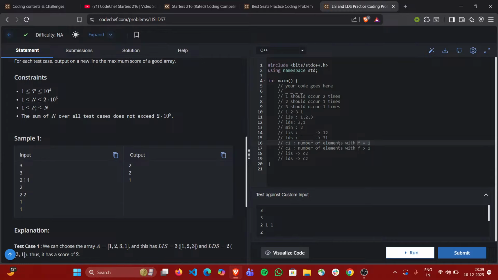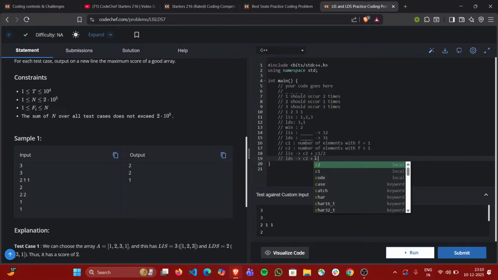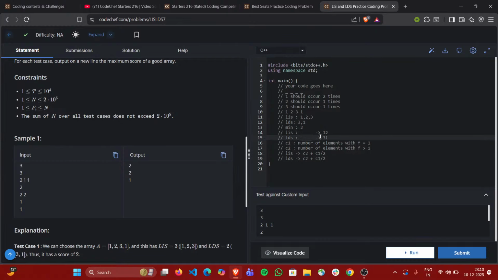So what can I do? I can assign half of the elements this side, and the other half of the elements this side, right? As I have done in this case, there were two elements having a frequency that was equal to 1, right? There were 2 and 3. So I assign 2 to the LIS and 3 to the LDS. Is it right? So half of the elements this side and half of the elements this side.